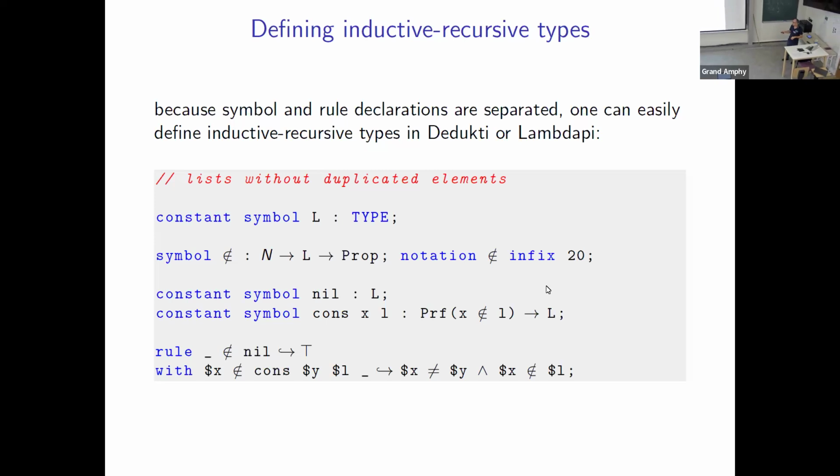So it means that we can start by defining the type L that we want to define, and then the predicate on L, the constructors, and then only later we can give the rules that are defining this predicate.